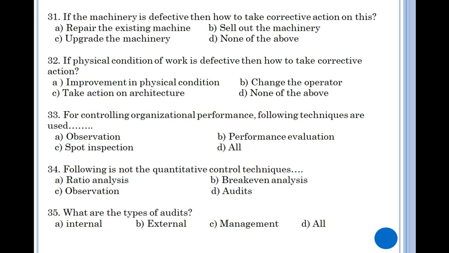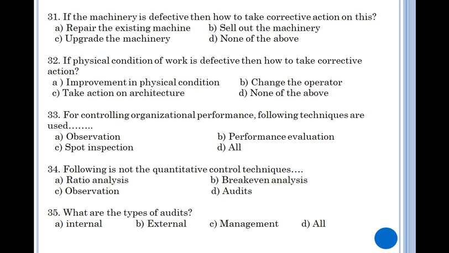Ratio analysis has efficiency analysis, then cost analysis, debt analysis. So all these have numbers. The break-even analysis will give you the number of products at a break-even point, so it is again with numbers. Audits will have the internal audit and external audit. It again deals with financial numbers. So option C, observation. It is just observation. We don't have any numbers, nothing. So the non-quantitative control technique is observation. So option C is correct.